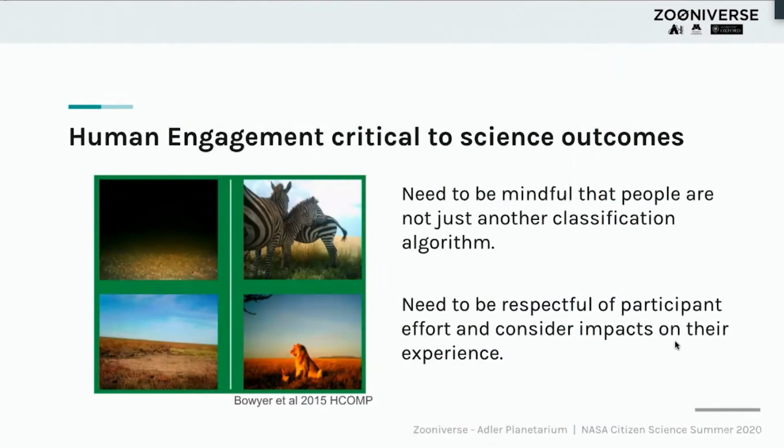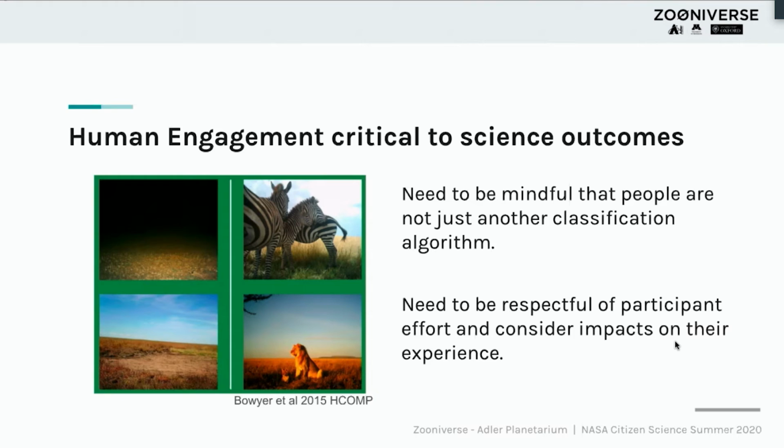But to just close out this machine learning discussion in the Zooniverse, I do want to emphasize that human engagement is critical to science outcomes, and that we really need to be respectful of our volunteers, of the participants. As an example of where that can get a little complex, I'll use an example that deals with this empty or not question from an ecology project.